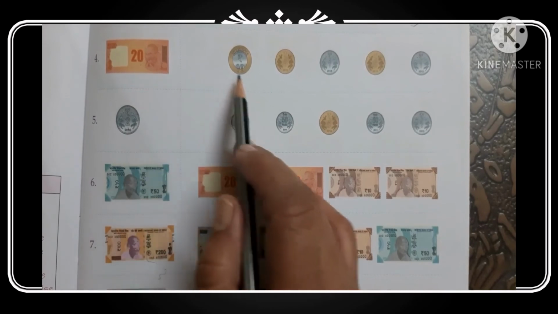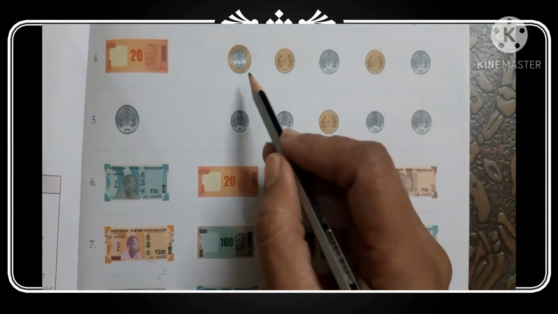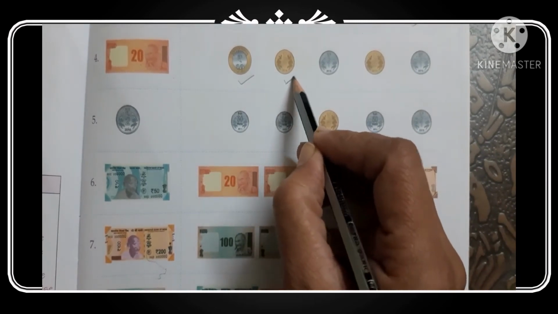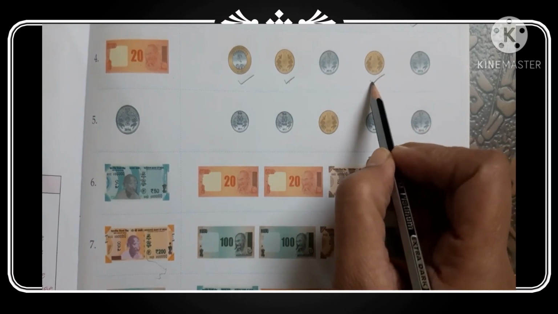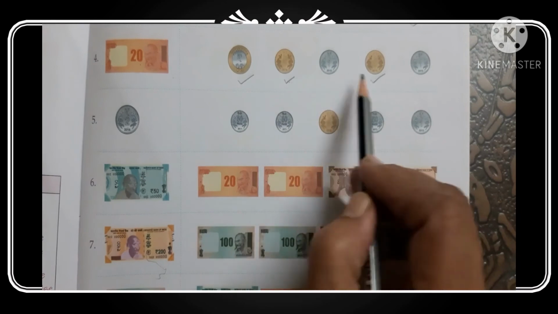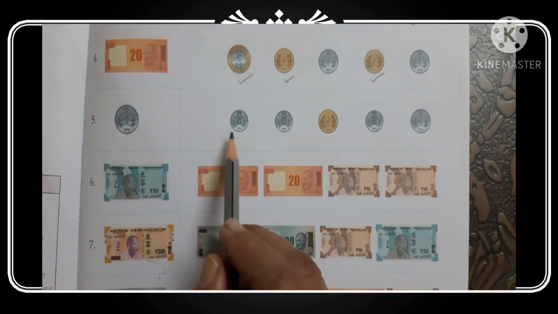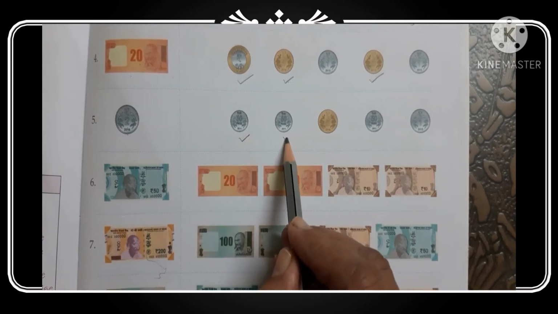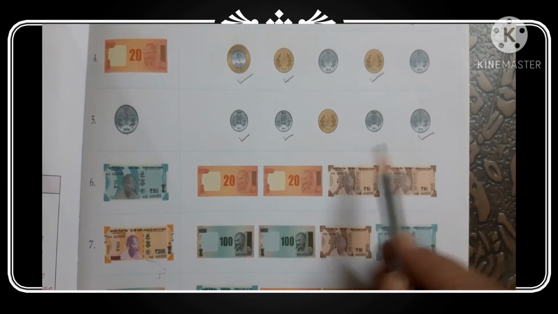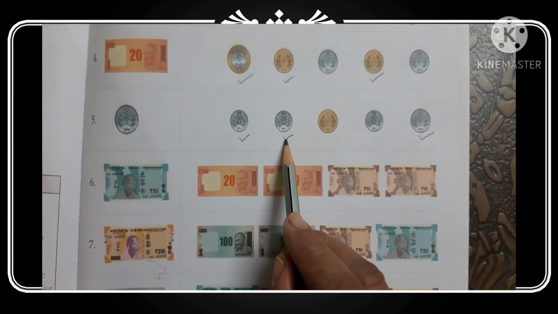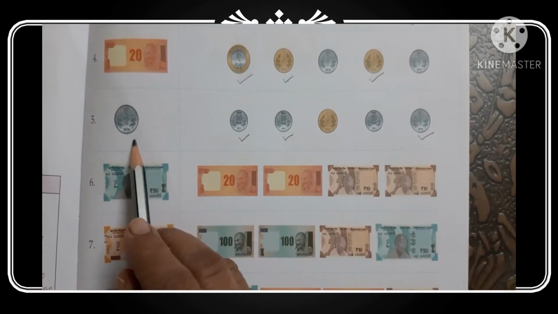A 20 rupees note is there and here you have to change it into coins. 10 rupees, 5 rupees, 10 plus 5, 15, and 5 rupees, 15 plus 5, 20. 20 rupees. 2 rupees: 50 paise, 50 paise, 1 rupee. 50 paise plus 50 paise plus 1 rupee. So 2 rupees.